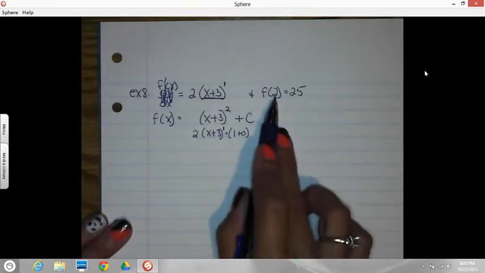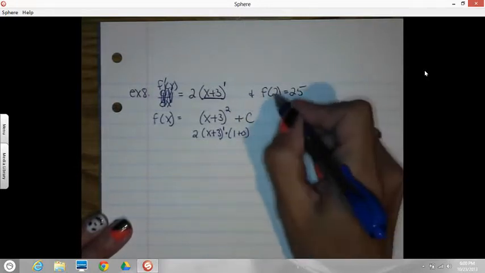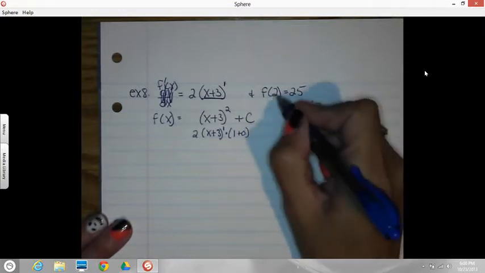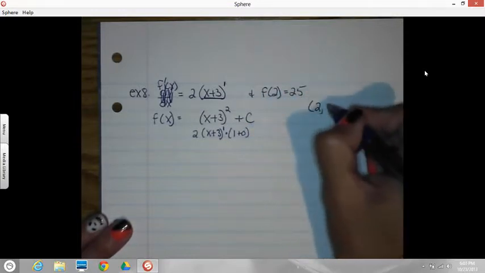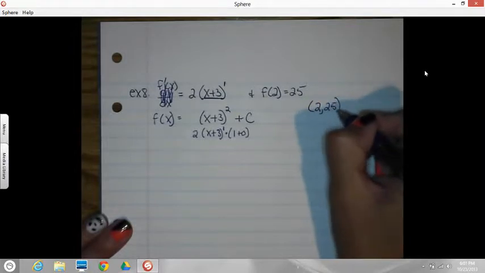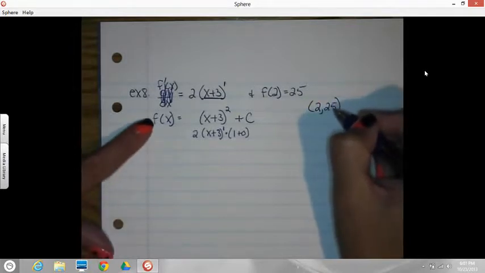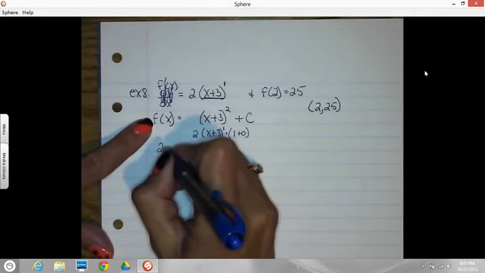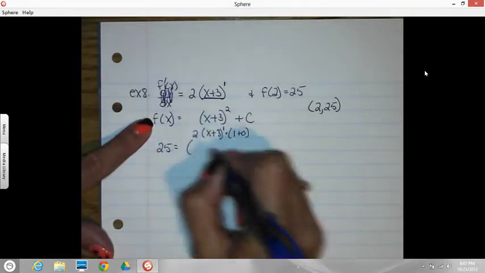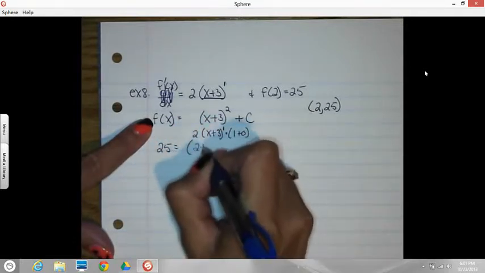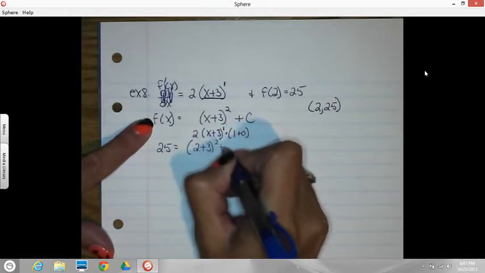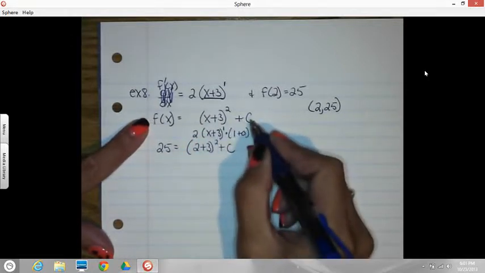So what this tells me is that x is 2. When x is 2, the function value, the y value, comes out 25. So now I can plug that back in. The function value is 25 when x is a 2. That allows me to figure out what the c is now.